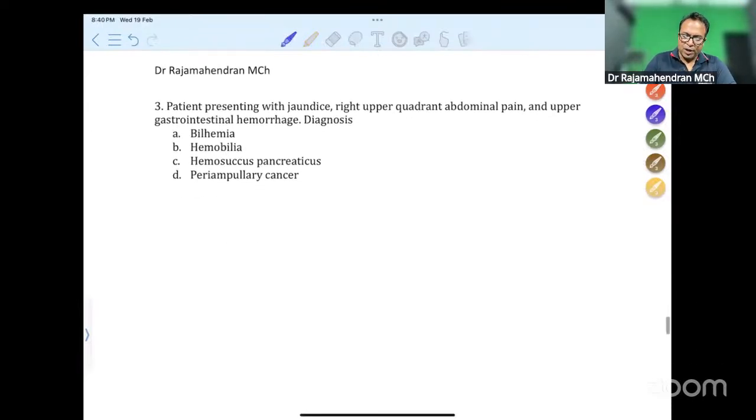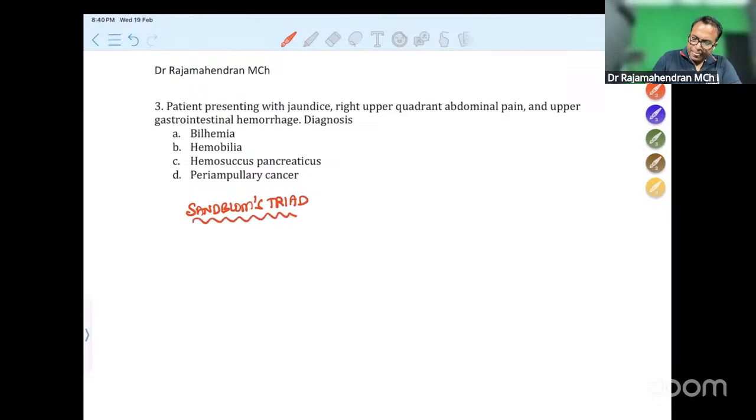Patient presenting with jaundice, right upper quadrant pain, and upper GI hemorrhage. What is the diagnosis? So this is a classical triad. What triad? Sandblom's triad. What is Sandblom's triad? See, this is a classical triad of Sandblom.